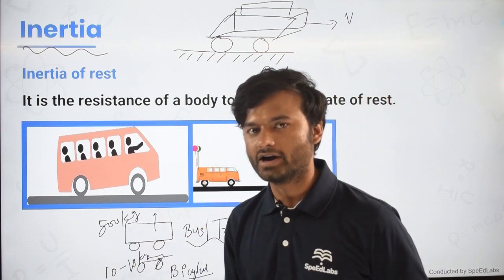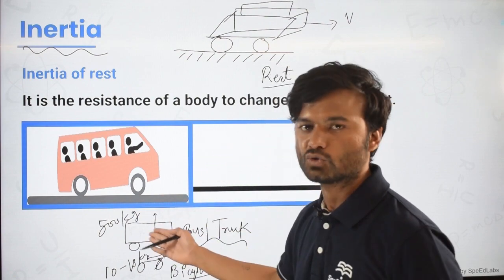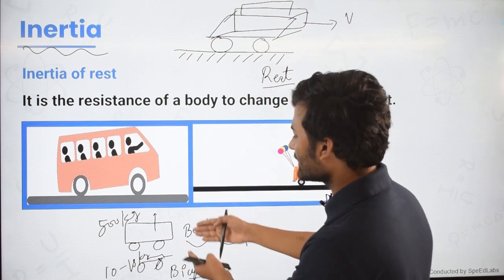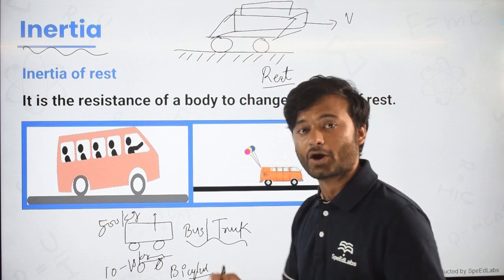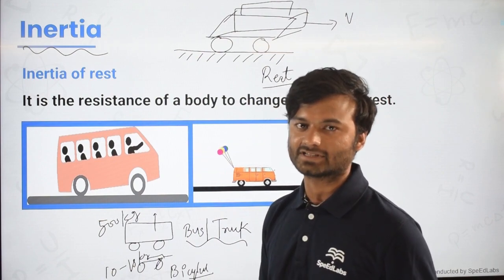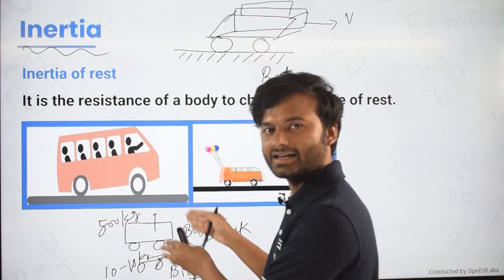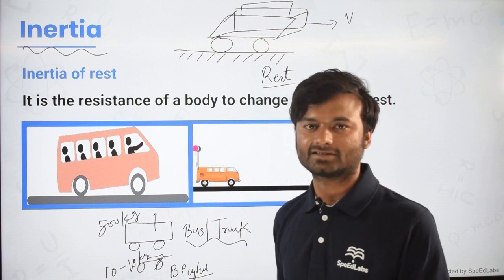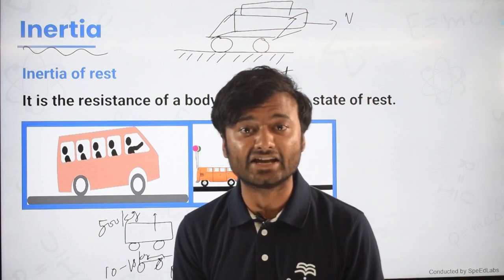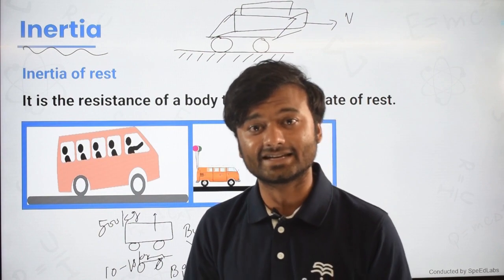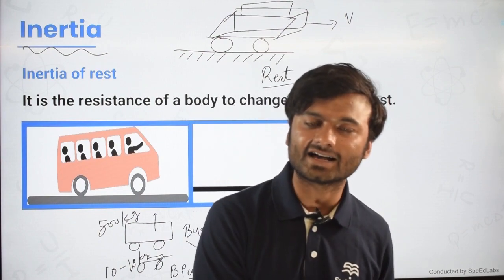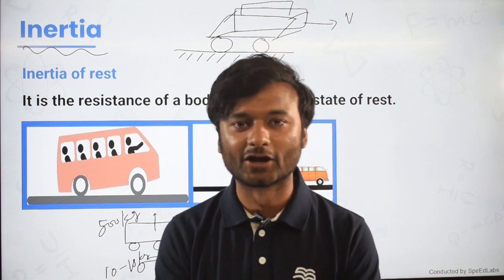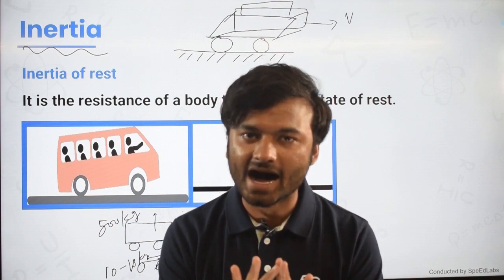Now if I want these two things to come into motion, I have to apply force. In these particular cases, the truck or the bus requires a higher magnitude of force to make it move. Why? Because it has higher mass. Its tendency to resist any change is higher. That's what inertia basically means. The higher the mass, the higher the inertia. Very simple. So basically inertia is the property of a body which has mass.